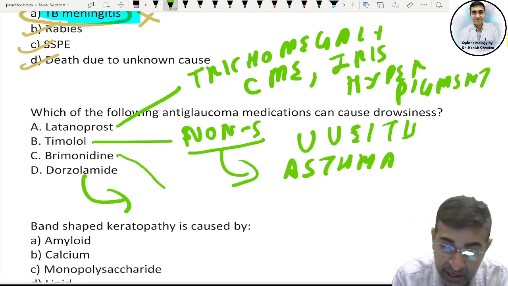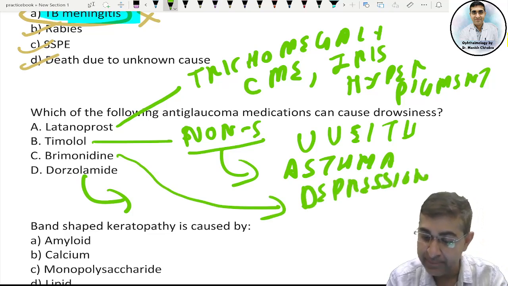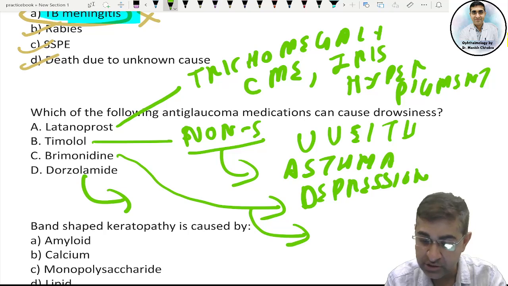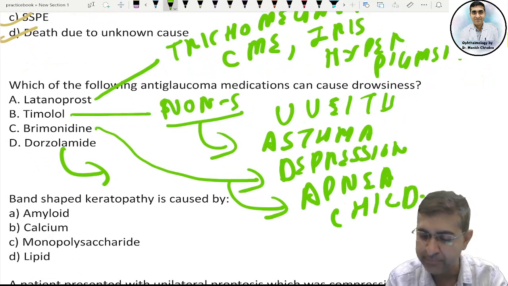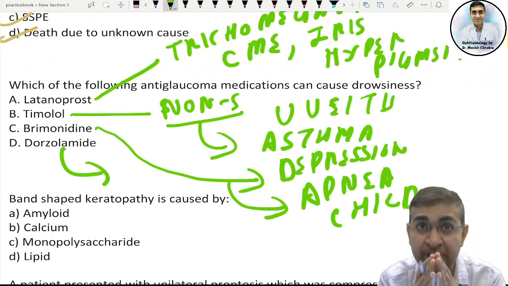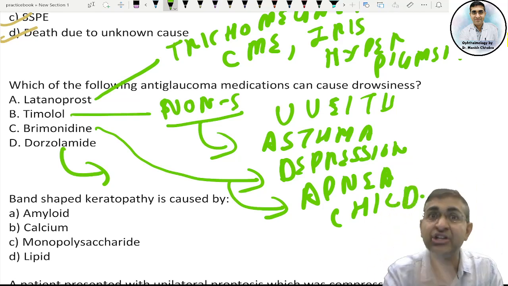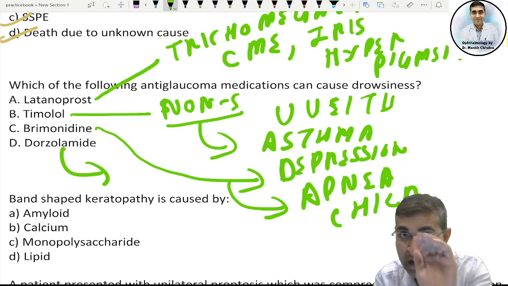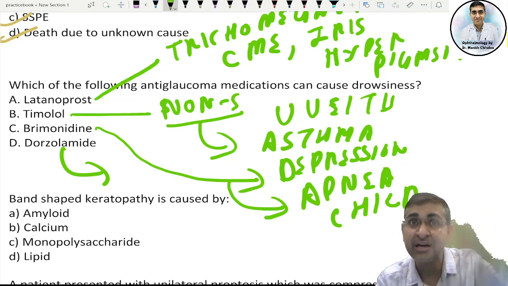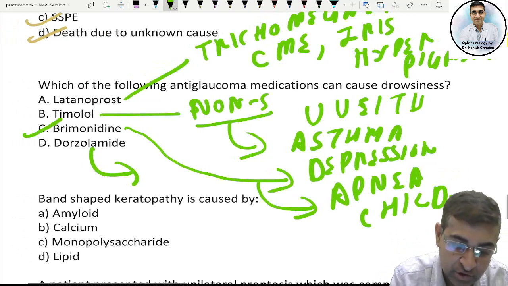But brimonidine can cause depression in adults, and it can cause apnea in children. Why can it cause apnea in children? Because it has the ability to pass through the blood-brain barrier. In children, in newborns specifically, the blood-brain barrier is not fully developed, so it is able to pass through the underdeveloped blood-brain barrier and suppress the respiratory center, causing apnea. And the answer to this question is also brimonidine.